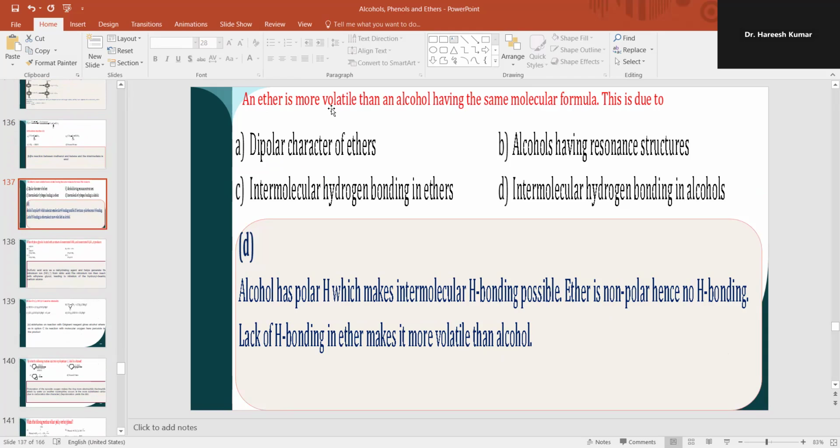So here, an ether is more volatile than alcohol, having the same molecular formula. This is because of the intermolecular hydrogen bonding. Alcohol will form more intermolecular hydrogen bonding compared to ether. That's the reason alcohol will have a high boiling point compared to the ether. That means because of intermolecular hydrogen bonding.